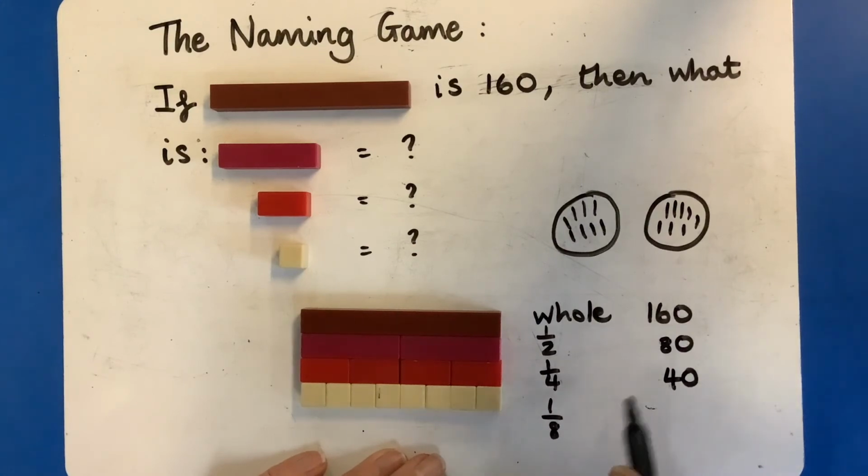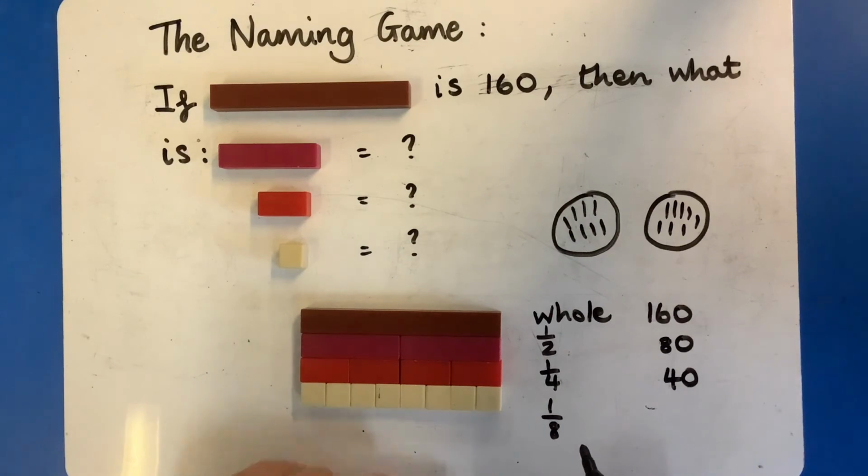1/8. What's 160 divided by 8? Let's think. 160 divided by 8. Well, if one of these is worth 40, I could halve it again, and then these have got to be worth 20. Let's count it up to check. 20, 40, 60, 80, 100, 120, 140, 160. Yay, I got it right. That was really hard.